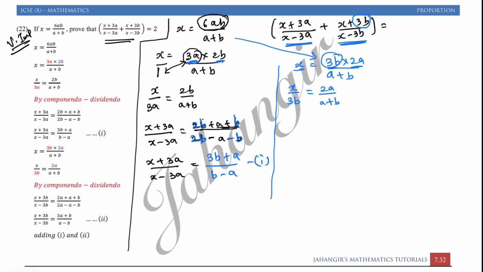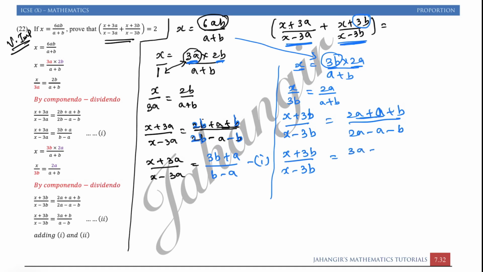Again by componendo and dividendo I can write x plus 3b upon x minus 3b is equal to 2a plus a plus b upon 2a minus a minus b. If I am taking minus, I have to change sign. So now x plus 3b upon x minus 3b is equal to 2a plus a is 3a plus b upon a minus b.